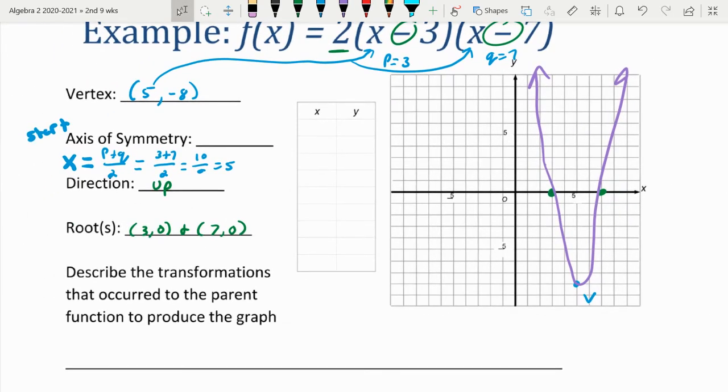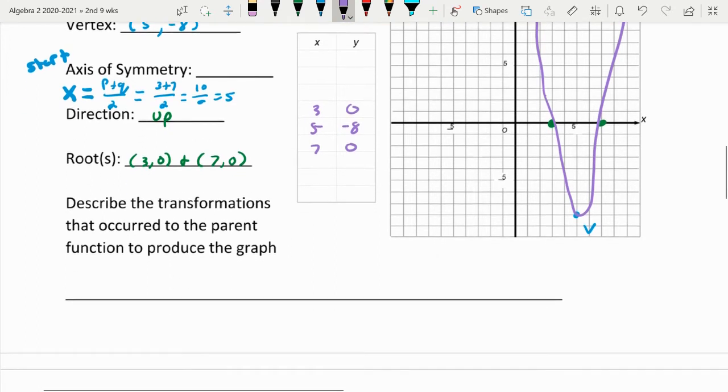As far as my chart, I mean, you can chart and go by ones, plug the x's into here. But you only need 3 points to graph a parabola, and with intercept form, it is super simple. I know my vertex, so it's 5, negative 8, that's 1 point. And then I know my roots, 3, 0, 7, 0. Done. It's good enough for a chart right there.